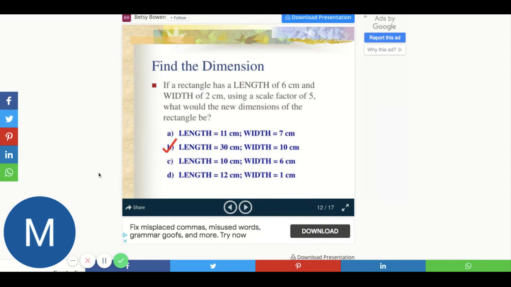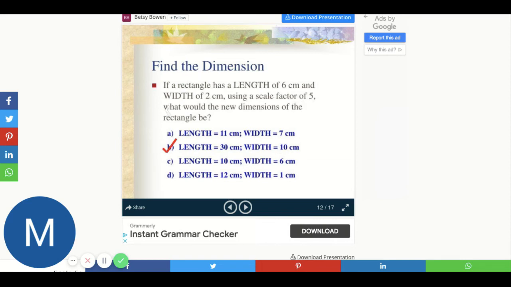Sometimes you will be given a question without a picture, but they will give you the side lengths and the scale factor they want you to use to create the new dimensions. In this particular example, it is a rectangle with a length of 6 and a width of 2, with a scale factor of 5. Now remember, with each side length, I'm going to multiply each side length times the scale factor. So I'm going to start with my length of 6, 6 times 5, which gives me a new length of 30. Then I'm going to go to my width of 2, multiplying that by my scale factor of 5, giving me a width of 10.